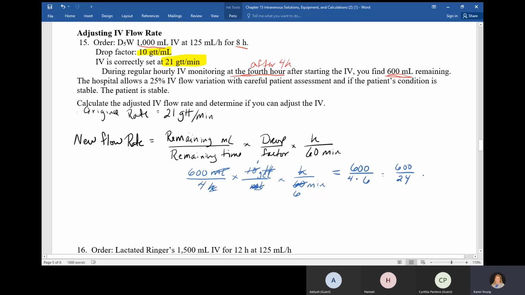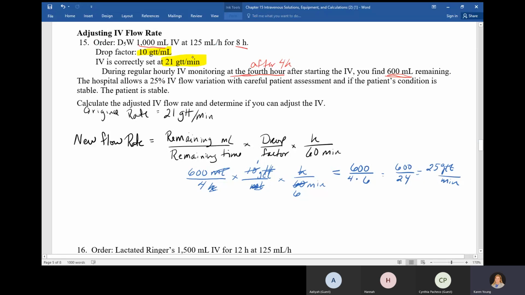And I get 25 drops per minute. Okay, so we have our original flow rate. We have what our new flow rate needs to be.